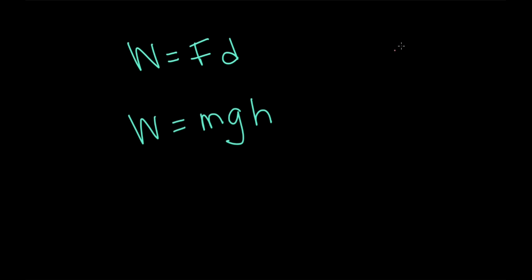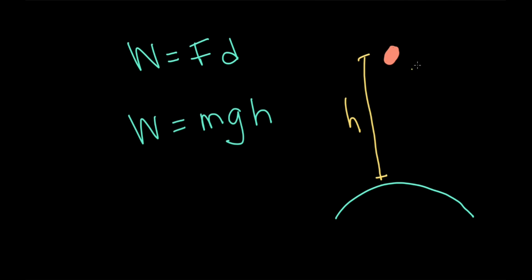So if an object is starting here at some height h, we know that if we drop it, the force of gravity is going to do work on it to bring it down to the surface of the Earth. And so we can say that the potential energy stored in this object, or the gravitational potential energy, is just equal to that amount of work that's going to be done, which is mgh. So that is the capacity for work to be done on this object by gravity.